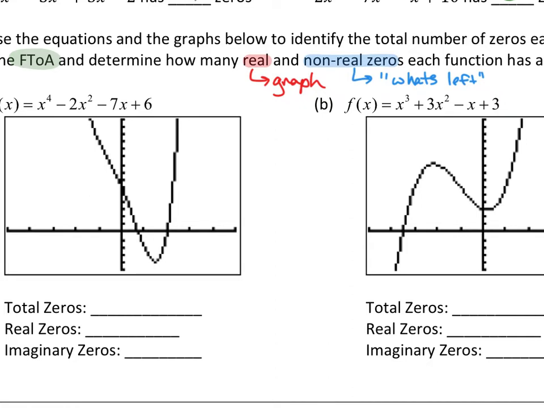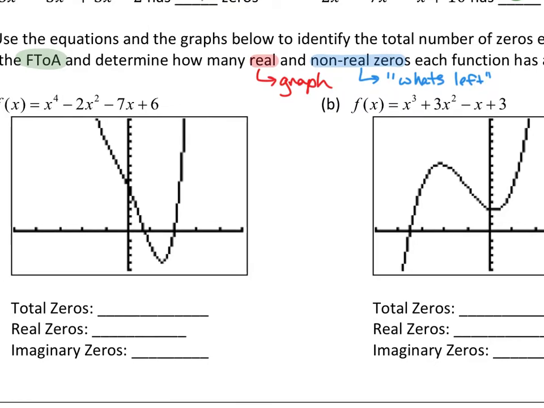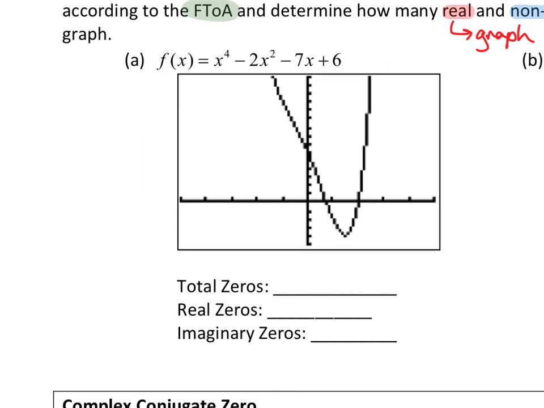So if you look at that first example, f of x equal to x to the 4th minus 2x squared minus 7x plus 6. What is the degree of this polynomial? 4. So there should be 4 total zeros. We know that from the fundamental theorem of algebra. But based on the graph, how many real zeros do I see? 2, which means how many of them are going to be imaginary?